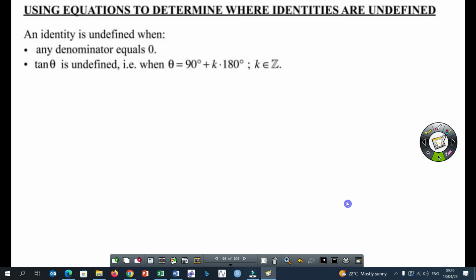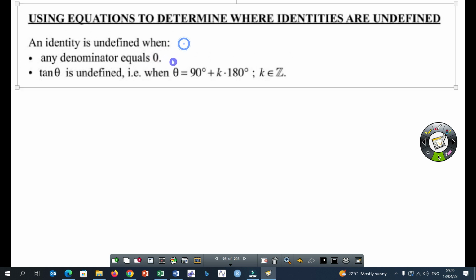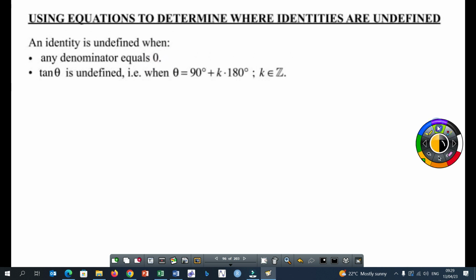Here you have to go back to your knowledge of trigonometric graphs. For an identity to be undefined, the denominator must be 0. That's one condition. Then, if your identity has got tan, you also need to be aware that your identity will be undefined for all multiples of 90 plus 180 degrees.